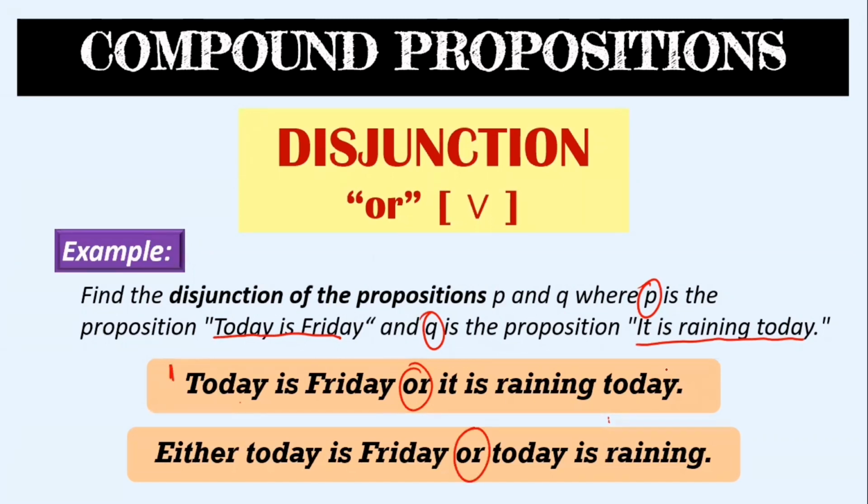If we classify the whole statement as true or false, this statement will be true if you say it on a Friday or on a day when it is raining. It will be false if you say it on a day when it is not raining and it is not Friday. And it will also be true if you say it on a Friday when it is raining. Next, let's have another example.